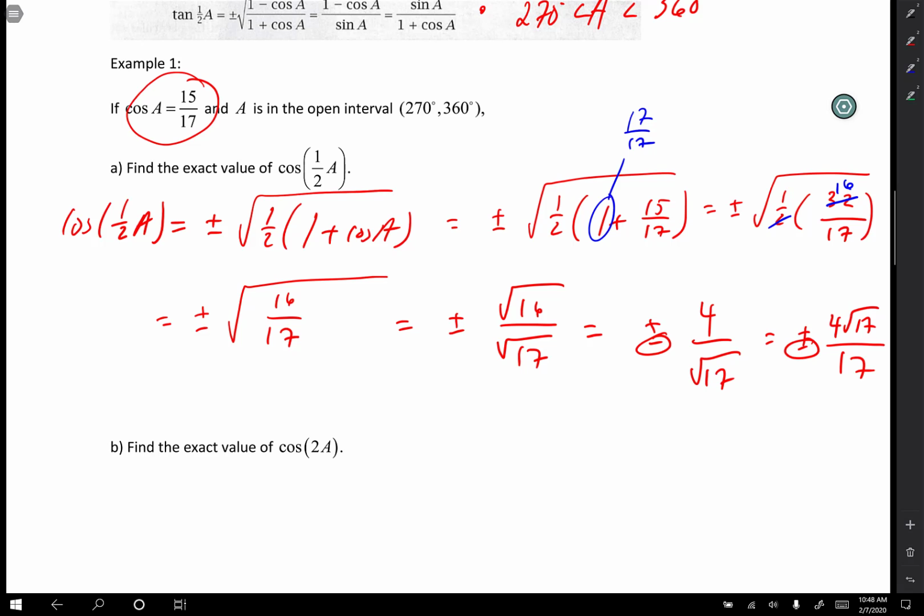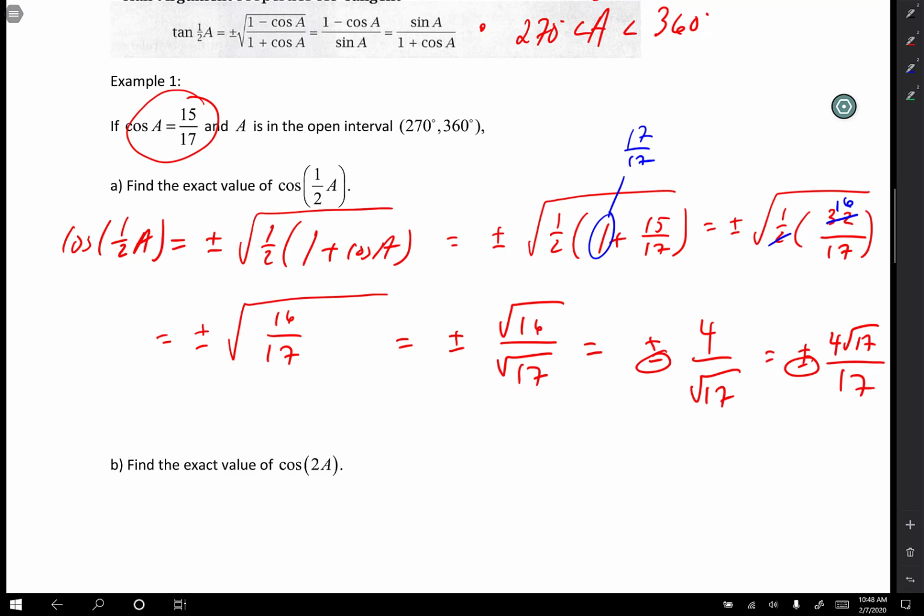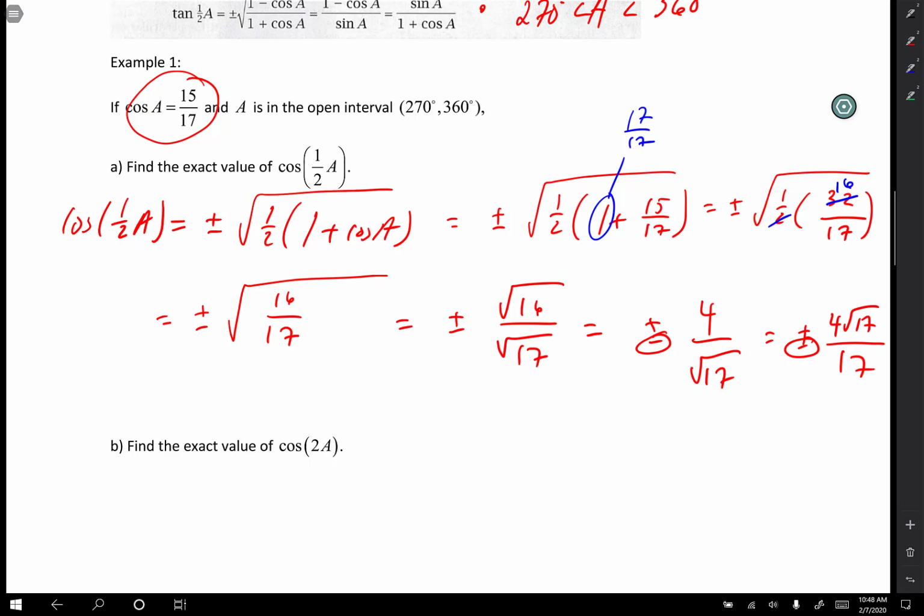It's negative, guys. So we have to take half of the interval it gives us. The interval is between 270 and 360, but I don't want angle A, I want angle half A, to find out if it's positive or negative. To find out, you have to look to see what quadrant you lie in.